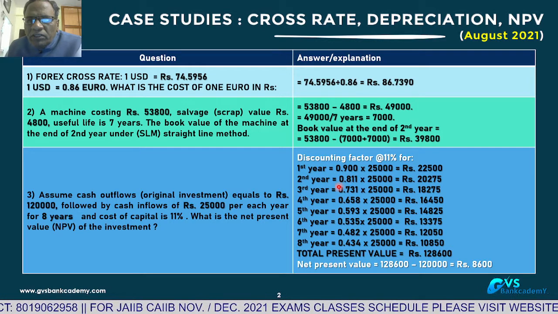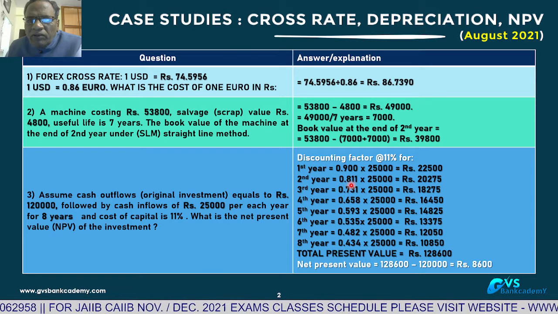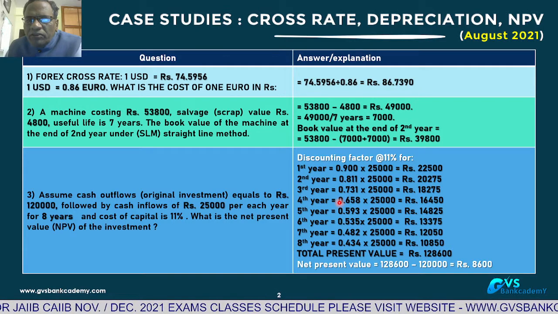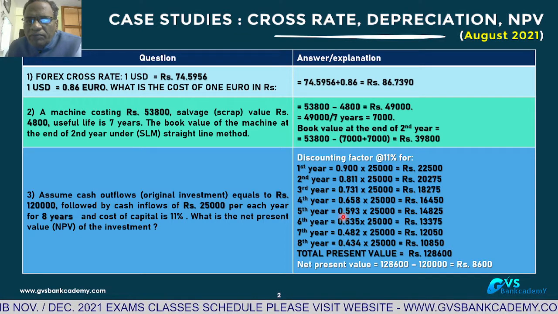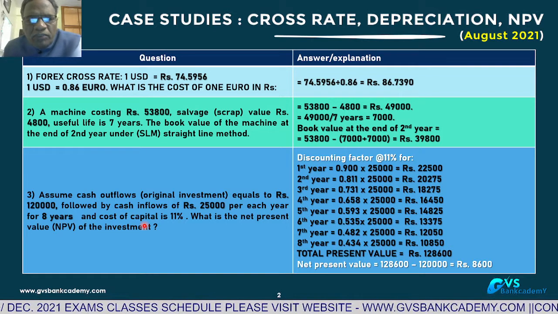Again press equal continuously: for the second year 0.811. Again press equal, you will get 0.731. Again press equal, you will get the fourth year 0.658. Again press equal, you will get the fifth year, then the 6th year, 7th year, 8th year. So here the calculator's role is more.